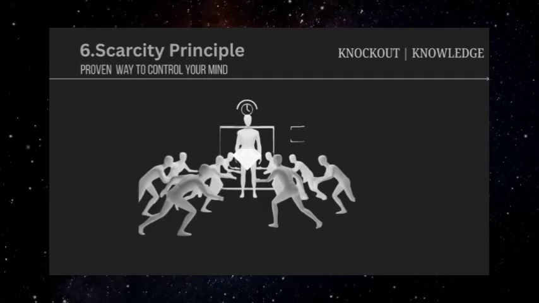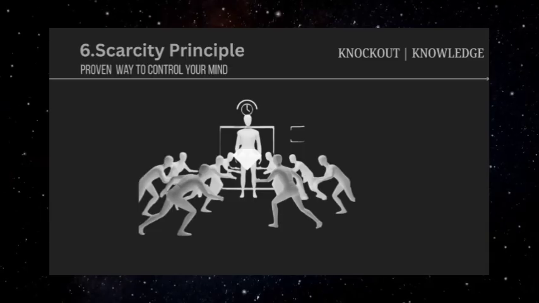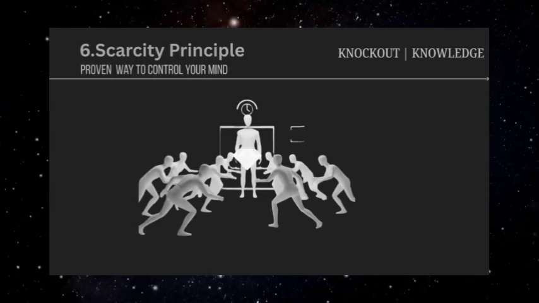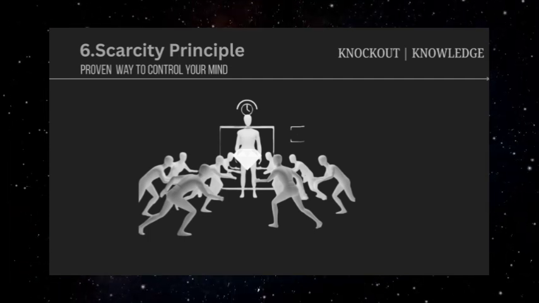7. Foot in the door. Start with a small request, then escalate. The foot-in-the-door technique is a gradual escalation strategy that begins with small, reasonable requests and progressively builds to larger ones that might have been rejected if asked directly.